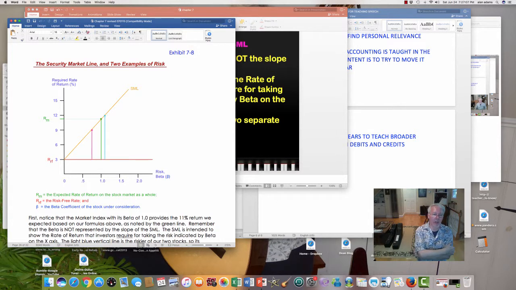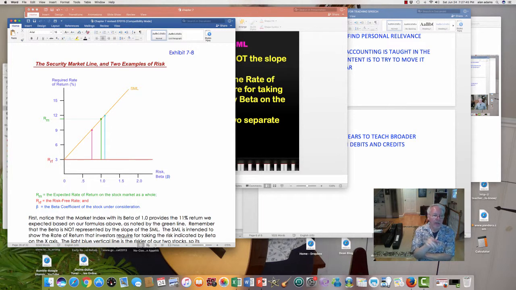The SML is the orange-colored line in the middle. Okay? So if you have a risk exactly equal to the market, that's a beta indexed at 1. Okay, look at that green line. That means that the rate of return on the market is 11%. Okay? So once you know that point, now remember the market return rather can change, but right now I've fixed it at 11%. So at 1 beta, the market return is 11%.